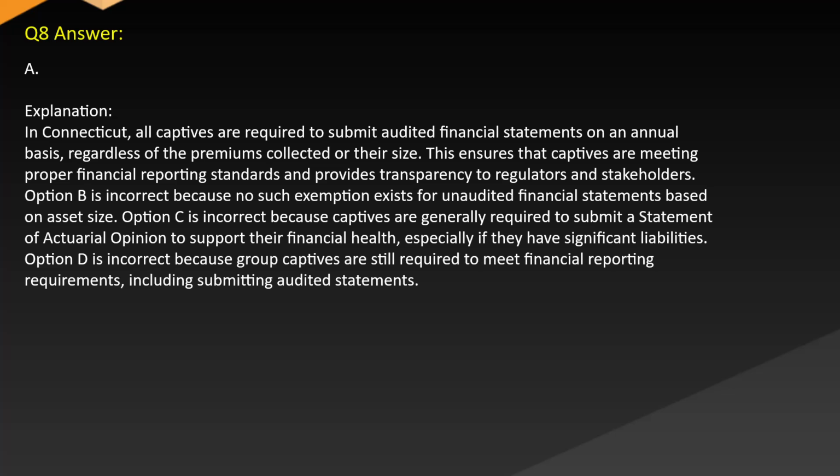Option C is incorrect because captives are generally required to submit a statement of actuarial opinion to support their financial health, especially if they have significant liabilities. Option D is incorrect because group captives are still required to meet financial reporting requirements, including submitting audited statements.